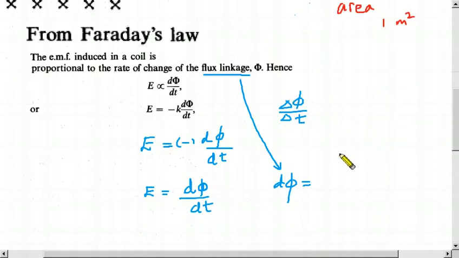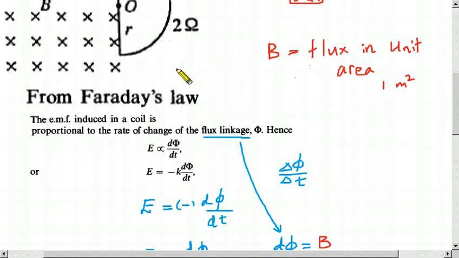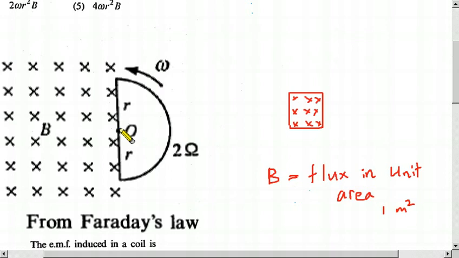So if we know B, we can find out total flux. How? B is the flux in 1 square meter, and if we know the total square meters which are wiped by this conductor, so when it rotates, the total area is this one. Total area is roughly this one. So let us use this tool like this.